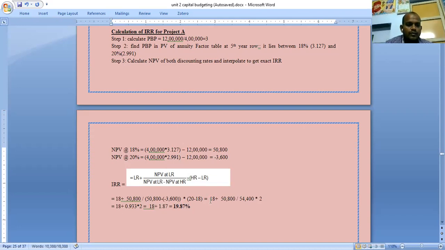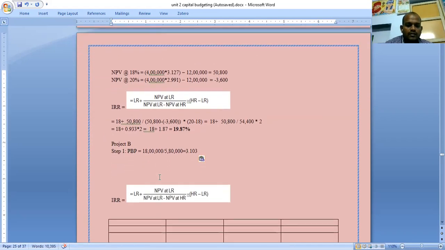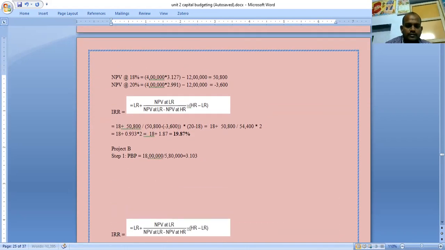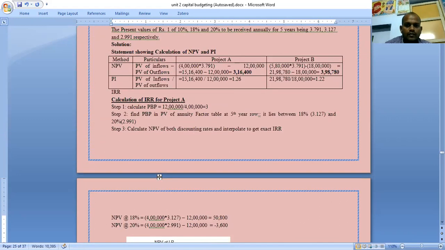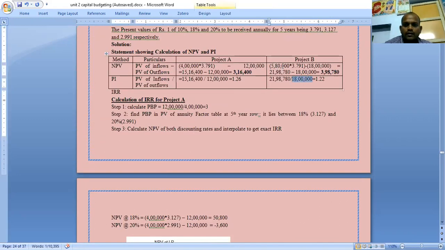So for project B, same steps we have to follow. We have to calculate the payback period. So initial investment is 18 lakhs and annual cash inflows are 5 lakh 80,000.